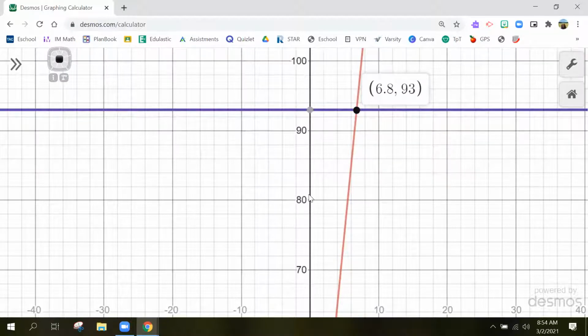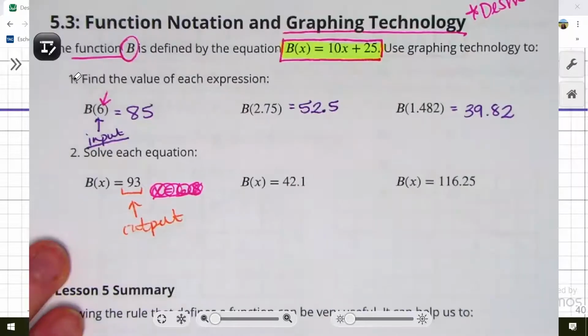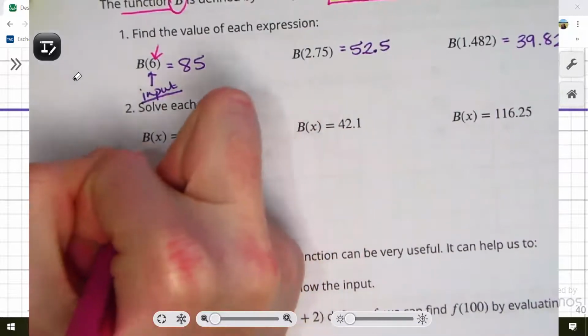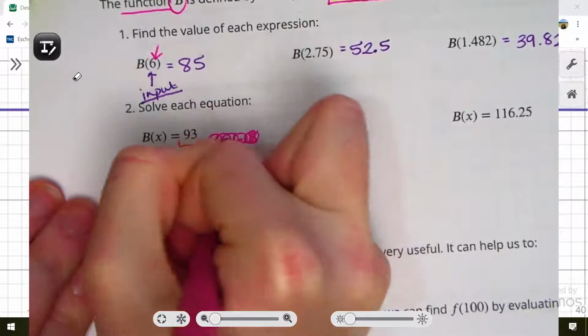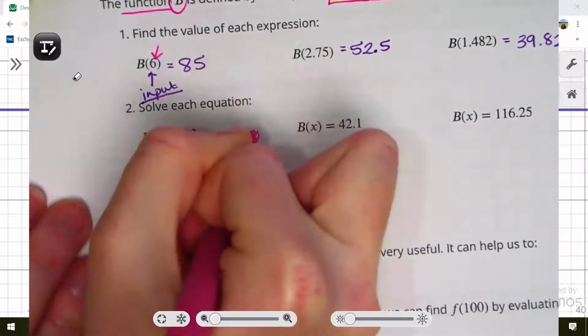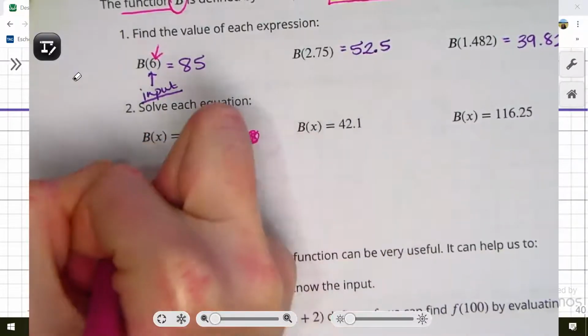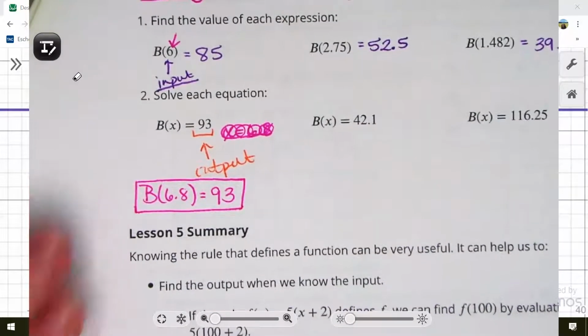What is the X value or the input when my output is 93? 6.8. So X equals 6.8. Actually, no, that's not how you write it. I'll show you how to write it. So we have b of 6.8 equals 93. This is how you have to write it, because you have to write it back in function notation.